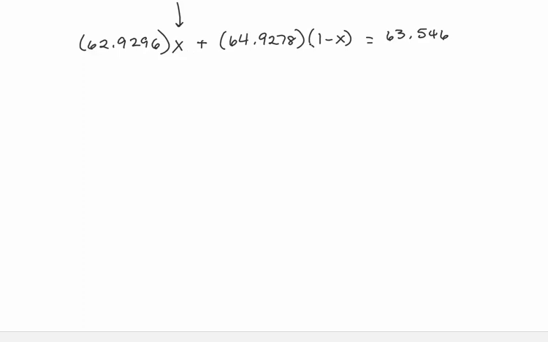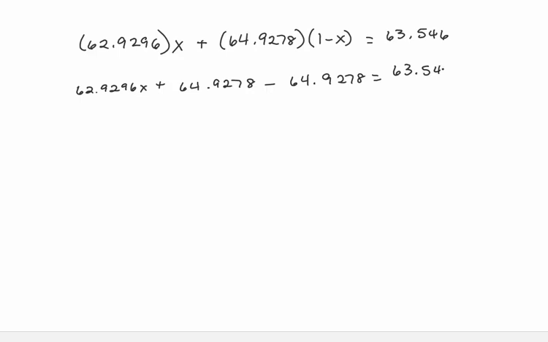So now it turns into a straight algebra problem. So I have 62.9296x plus, and I'm going to distribute here. That means I'm going to take my 64.9278, multiply it by 1, and then multiply it by x. Now I am subtracting that amount of x. And that's all going to be equal to 63.546.